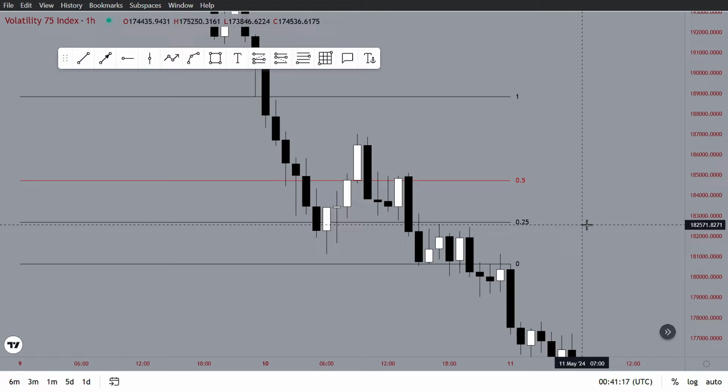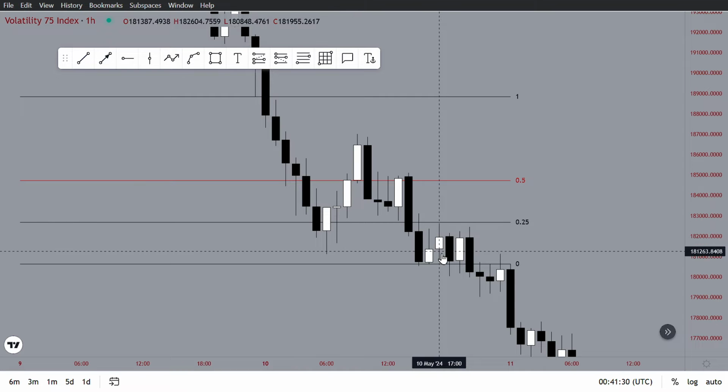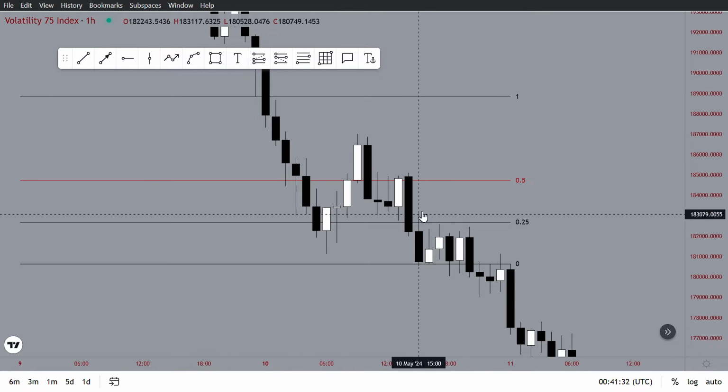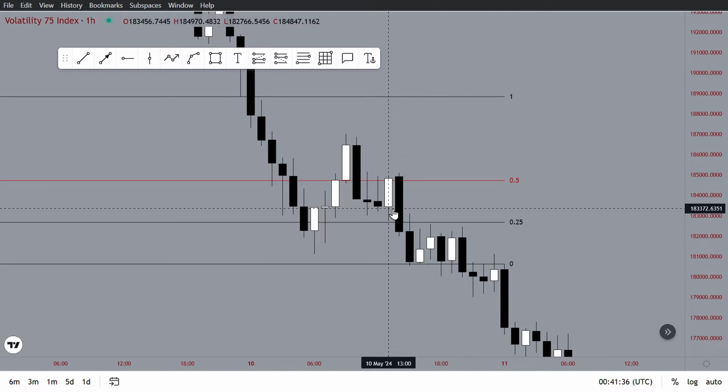are fresh and have not been mitigated. So above 25% of the range, the first level we see is this bearish order block. But we can see it was mitigated by this candle before going down. As I say, we want a fresh zone that has not been mitigated. So this order block is not valid. Okay, we will ignore it.